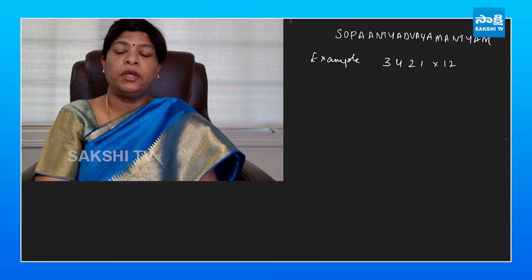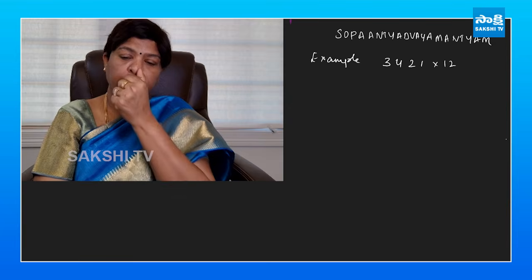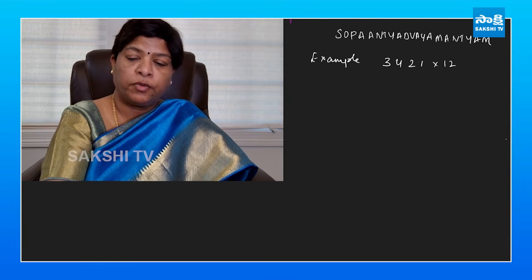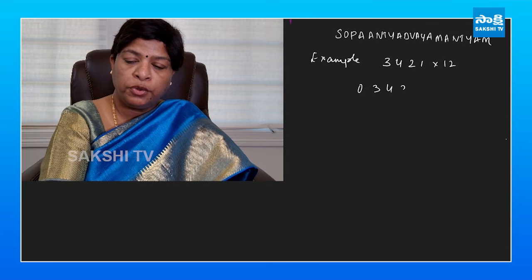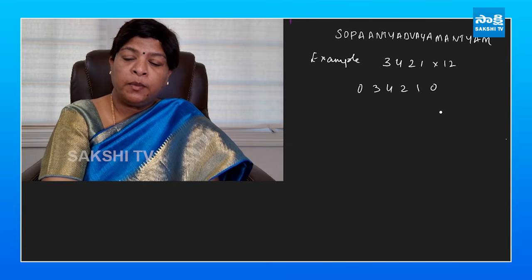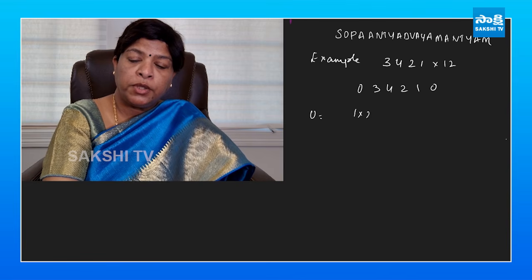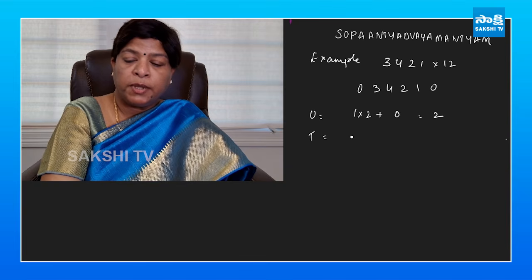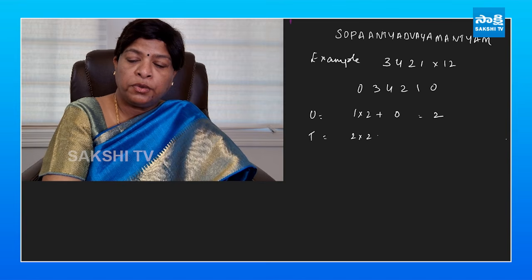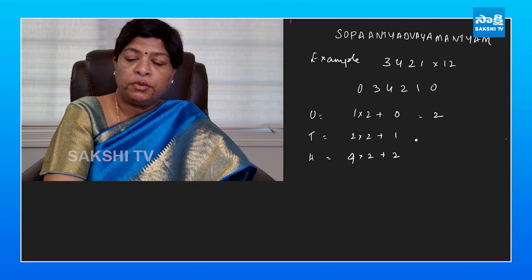3421 times 12. So here our multiplicand is 3421. We start with adding a leading and the trailing 0 to our multiplicand. So 0, 3, 4, 2, 1, 0. And then applying the sutra, we start with the units place. So units place would be 1 times 2 plus 0, which is equal to 2. Tens place is 2 times 2 plus 1. Hundreds place is 4 times 2 plus 2.